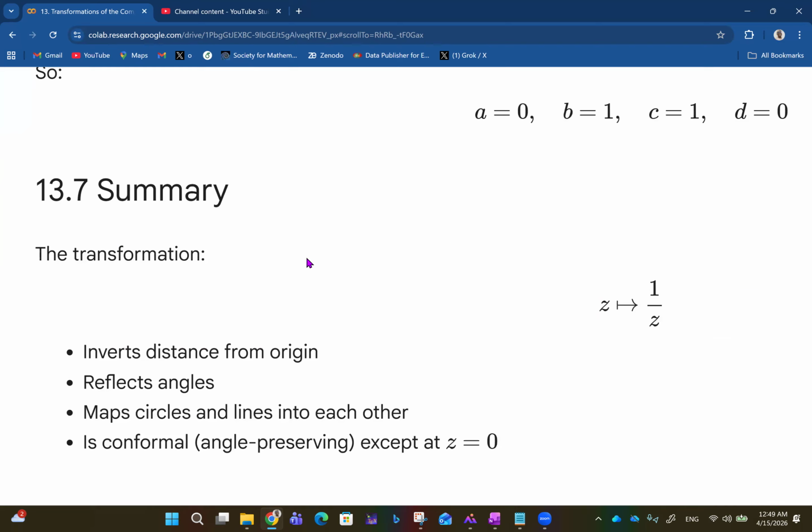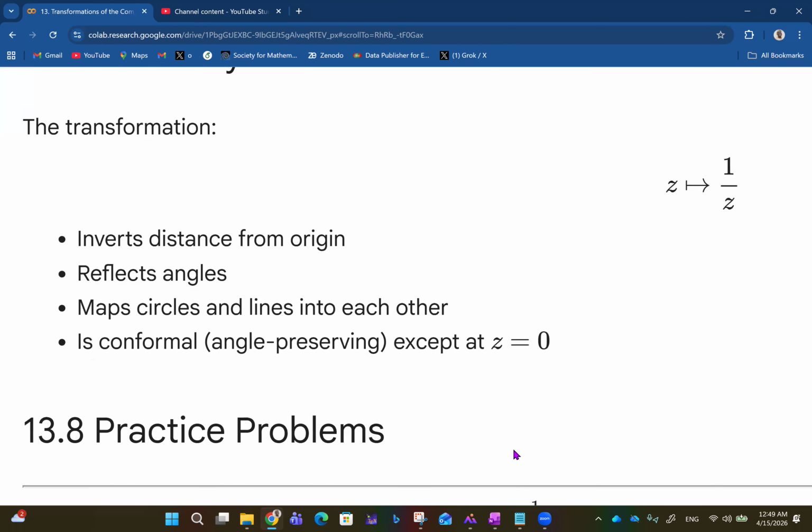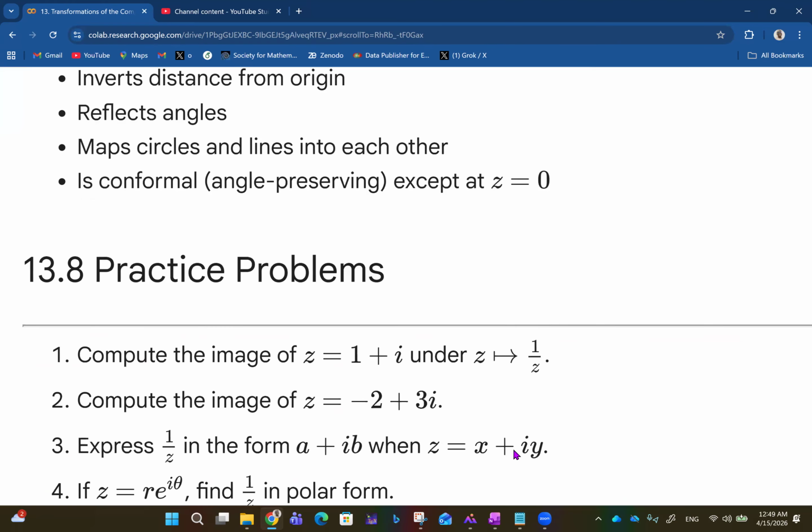So in summary, we see that the transformation z mapped to 1 over z inverts distance from origin. It reflects angles. It maps circles and lines into each other and is conformal. So it is angle preserving except at z equals 0. Conformal means it preserves angles.